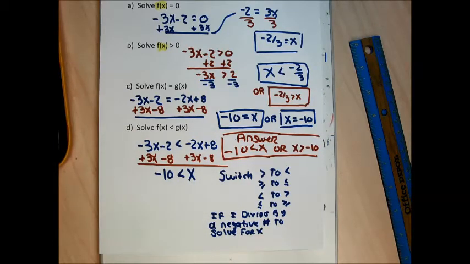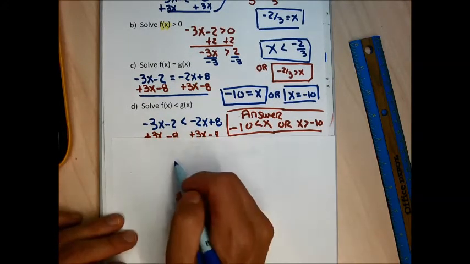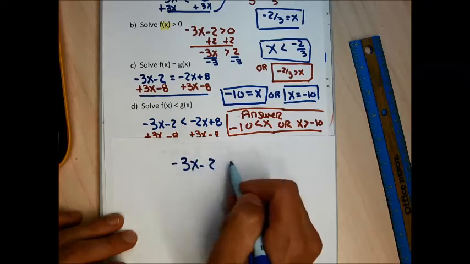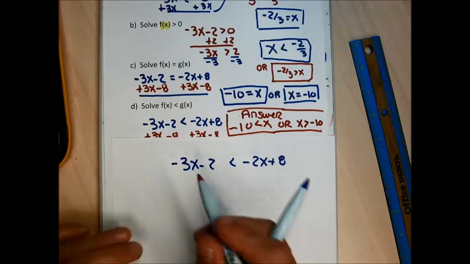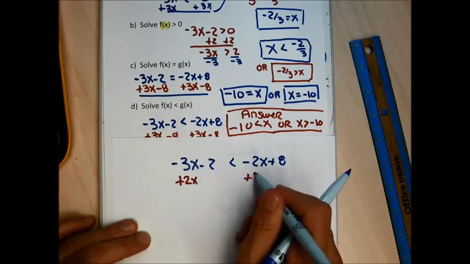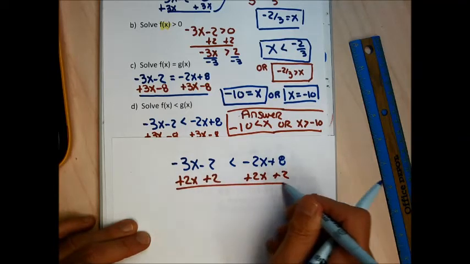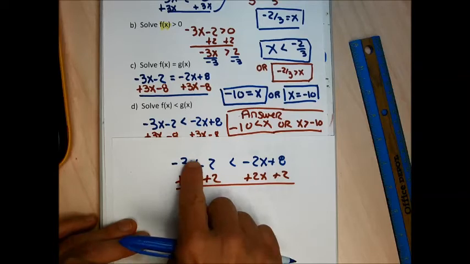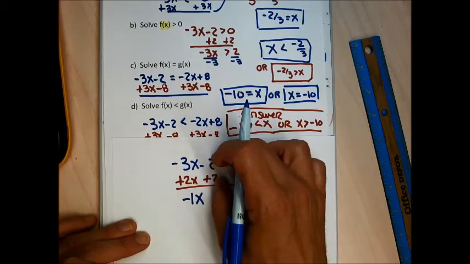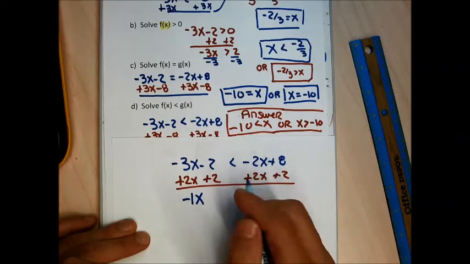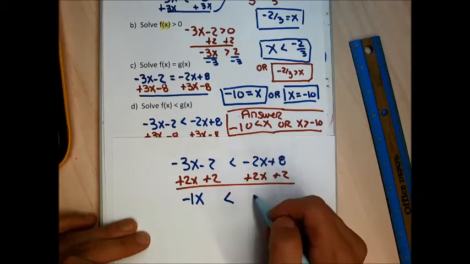If you solve this problem getting the x on the left side, if you'd said negative 3x minus 2 is less than minus 2x plus 8, if you did plus 2x to get the x's on the left side, plus 2 to get the numbers on the right side. On the left side, negative 3x plus 2x is negative 1x. Negative 2 plus 2 is 0. When you're adding or subtracting, the less than sign stays a less than sign. The negative 2x plus 2x is 0. The 8 plus 2 is 10.